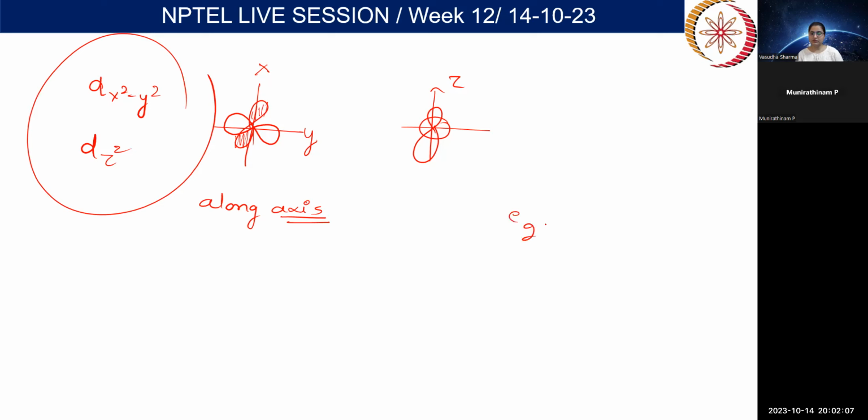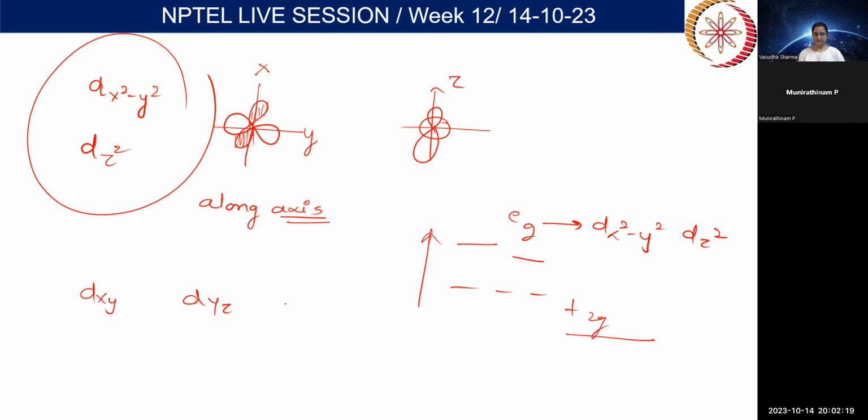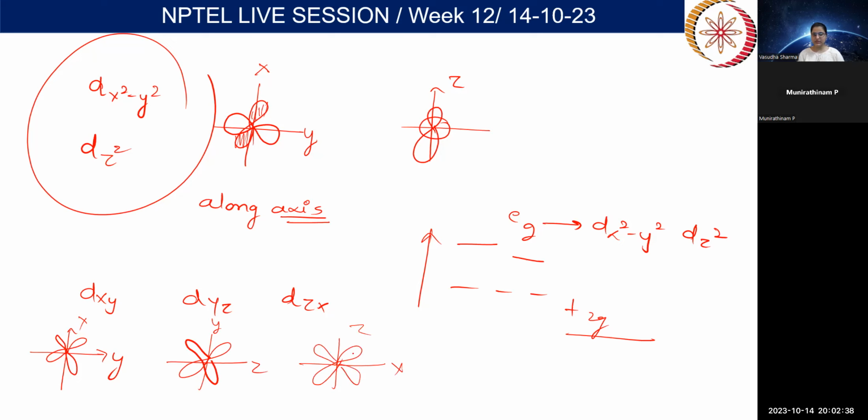And Eg, we know that it comprises dx square minus y square and dz square. And they will be having more energy compared to the T2g. And T2g comprises dxy, dyz, and dzx. And they lie in between the axes. So if this is x and this is y, the lobes would lie in between them. If this is y and z, and if this is the case of z and x. So you can see the orbitals, the lobes are in between the axes.